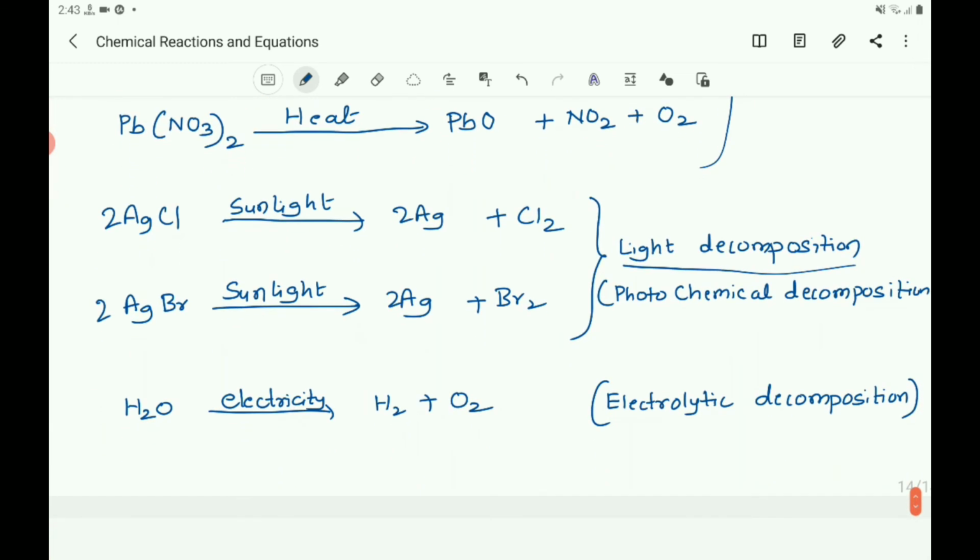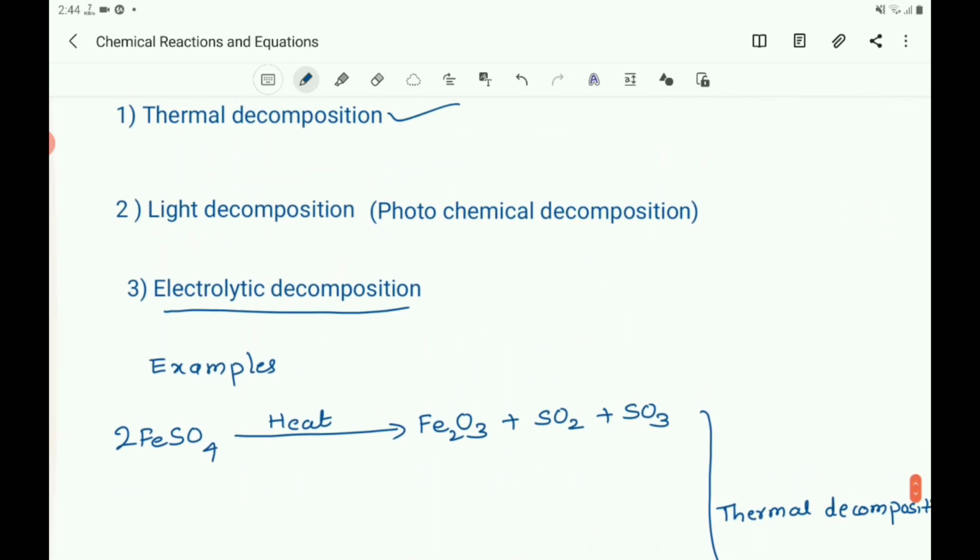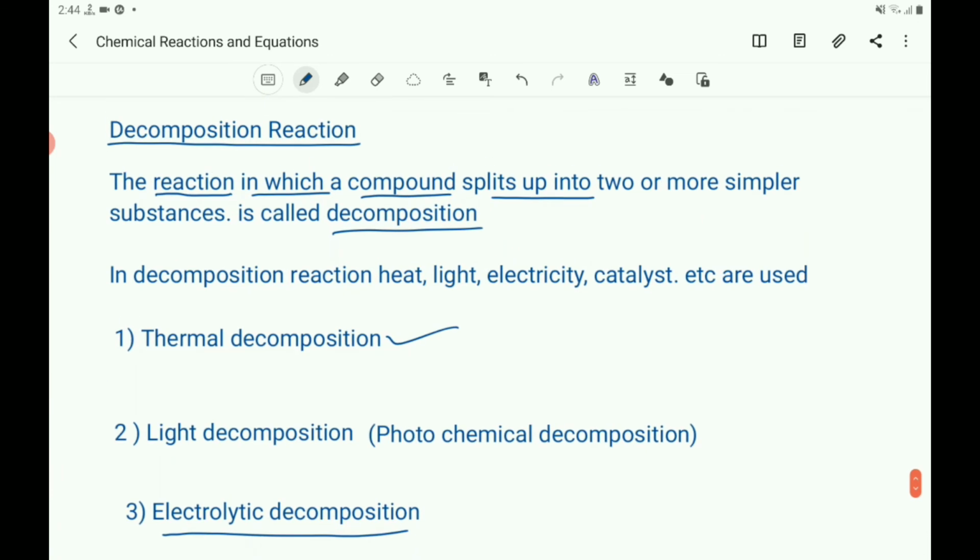Now you take the splitting up of water into hydrogen and oxygen, that is by passing the electric current. Here electric current will pass through the water, then it splits up into two products, hydrogen and oxygen. So it is called electrolytic decomposition, as this decomposition takes place by using the electric current. So these are the different examples for the decomposition reaction.